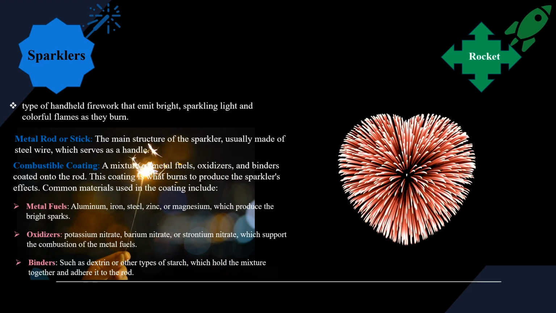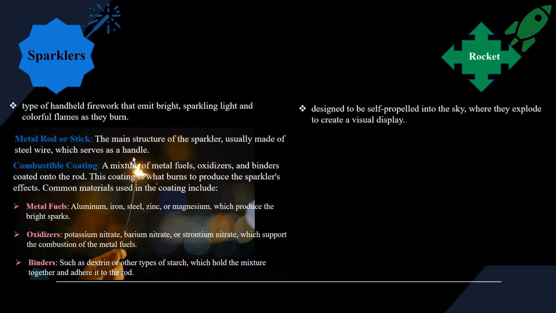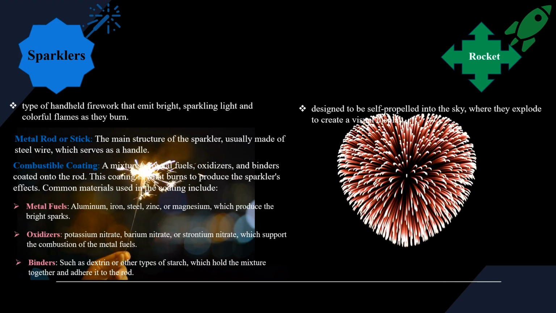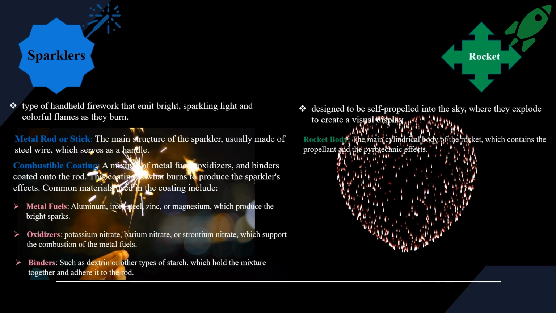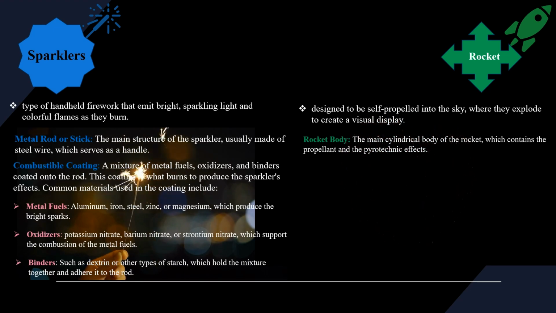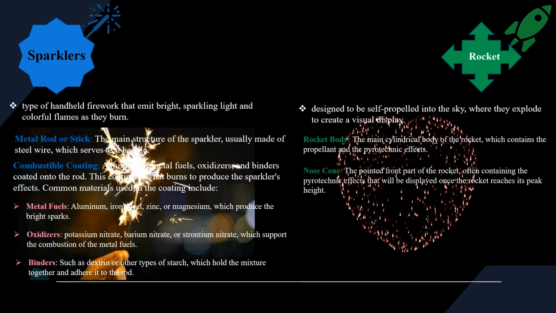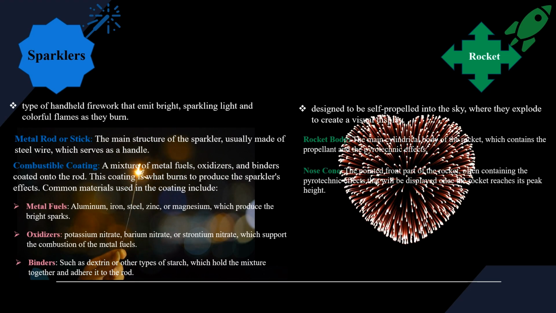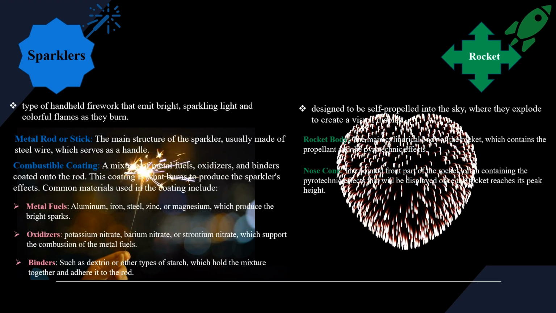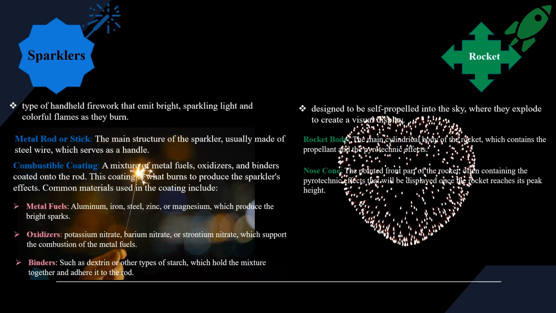The third type of firework effect, rockets. Rockets are designed to be self-propelled into the sky, where they explode to create a visual display. Rocket body, the main cylindrical body of the rocket, which contains the propellant and the pyrotechnic effect. The nose cone is the pointed front part of the rocket that often contains the pyrotechnic effect that will be displayed once the rocket reaches its peak, the maximum height.